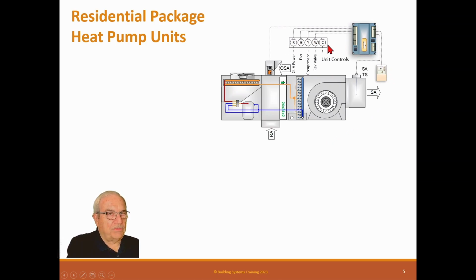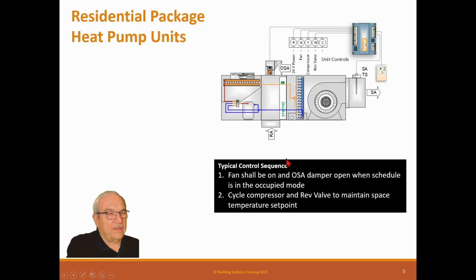We take over these terminals. We have an outside air intake, we have a supply air sensor, we have a room sensor, and this system works exactly the same as it did on thermostat, but instead it's working on DDC controls. So sequence for that: the fan shall be on and the outside damper open when the schedule is in the occupied mode. Cycle the compressor and the reversing valve to maintain space temperature set point.